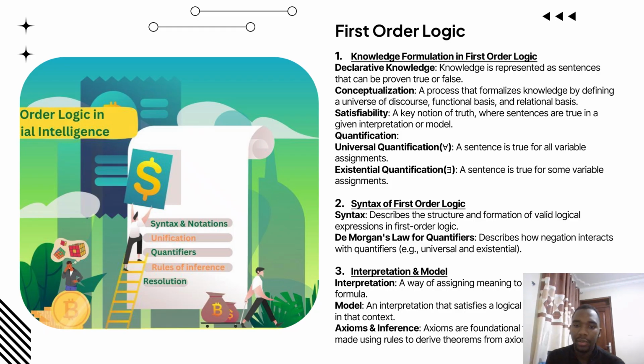Interpretation and model. Interpretation is a way of assigning meaning to a formula. Model. An interpretation that satisfies a logical formula, making it true in that context. Axioms and inference. Axioms are foundational truths, while inferences are made using rules that derive theorems from axioms.